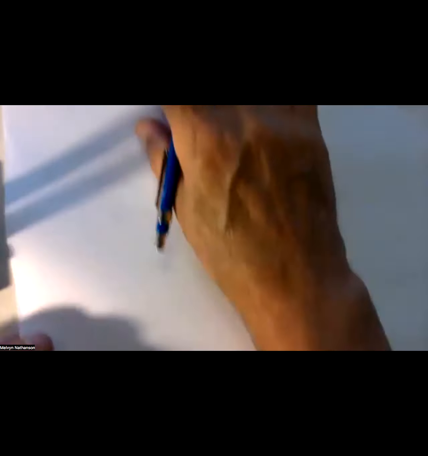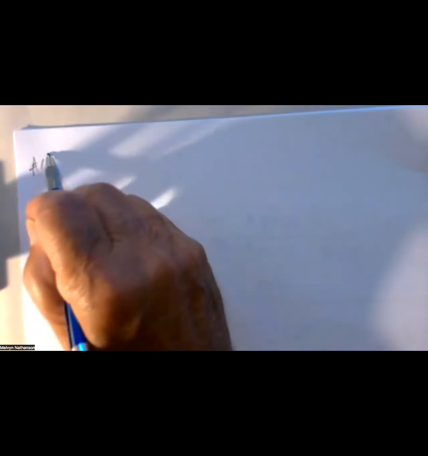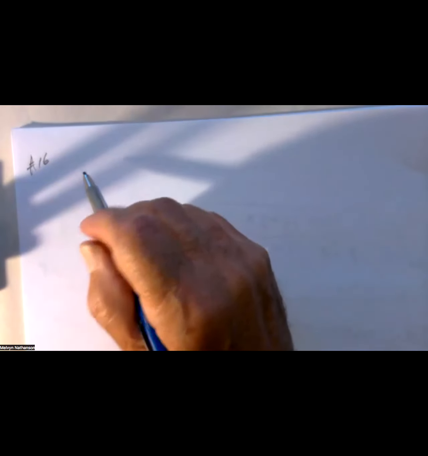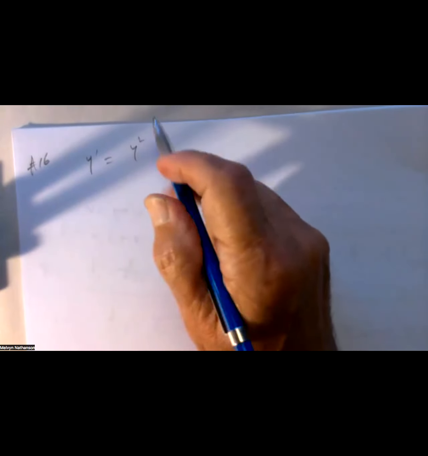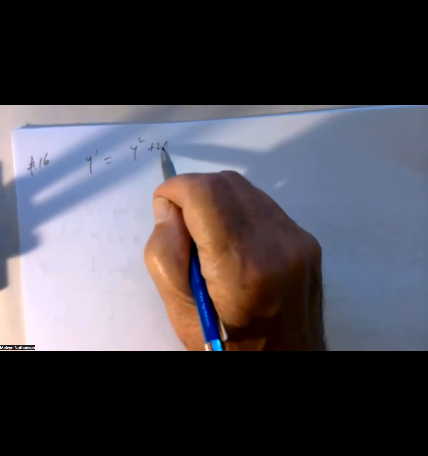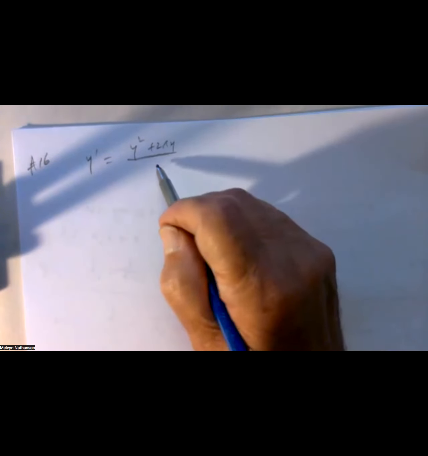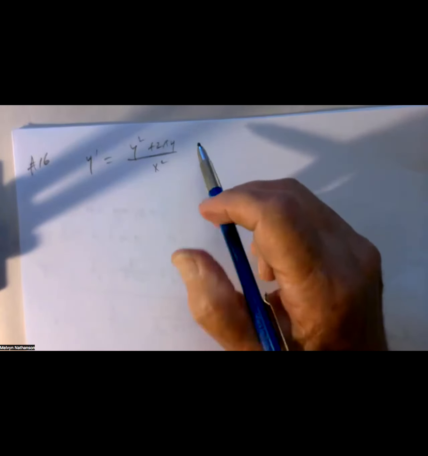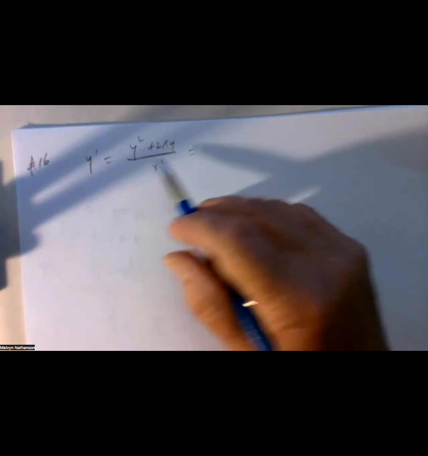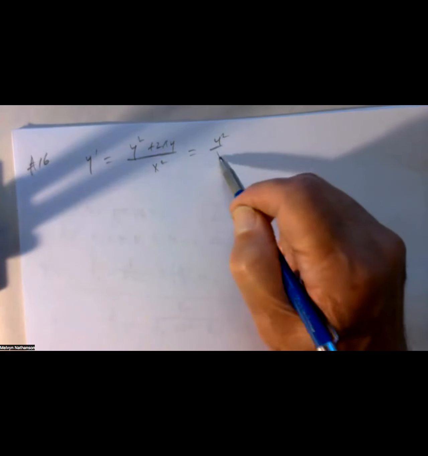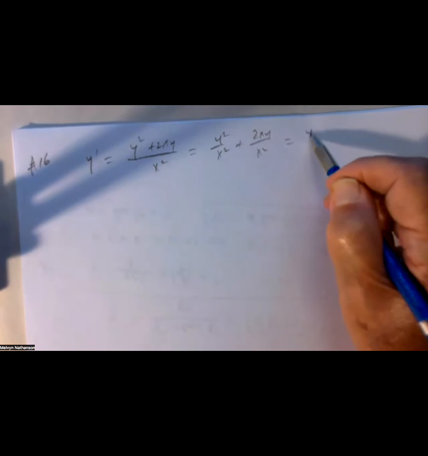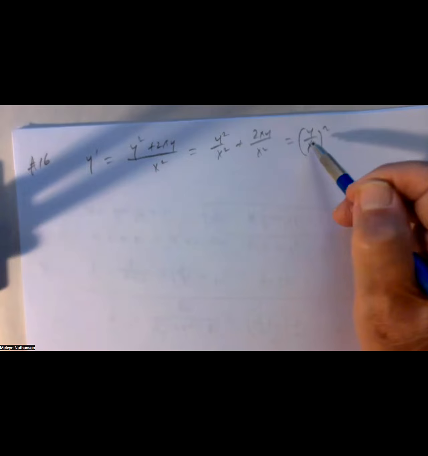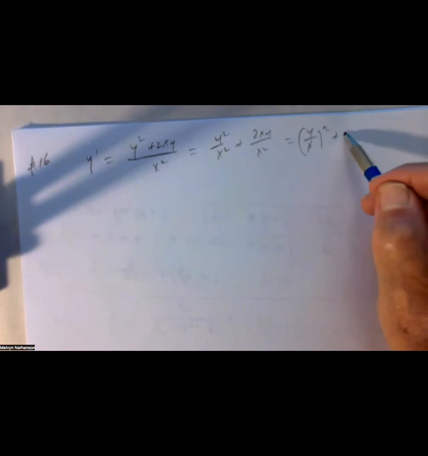Number 16. We have y prime equals y squared plus 2xy over x squared. That looks complicated until you separate this out and you write this as y squared over x squared plus 2xy over x squared, which you see is y over x quantity squared plus 2y over x.